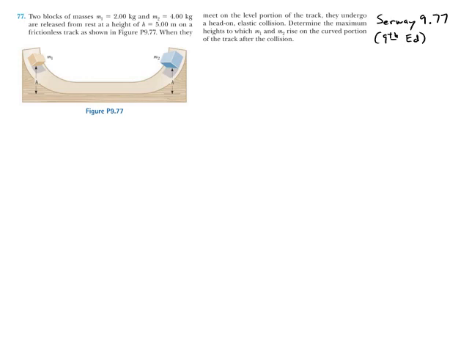You've got two blocks. You know the masses of the blocks, 2 kilograms and 4 kilograms. And they're both released from a height of 5 meters on a frictionless track as shown. They undergo a head-on elastic collision at the bottom. And the question asks to determine the maximum heights to which M1 and M2 rise on the curved portion of the track after the collision. So this is my target, because I'm trying to find how high they go after they collide, right?